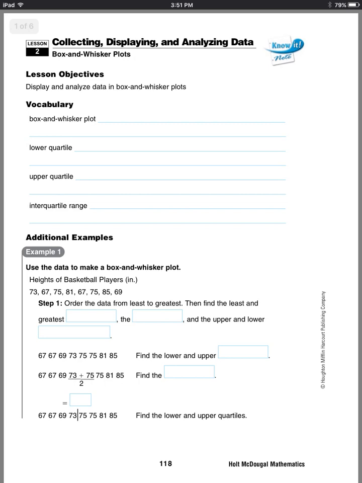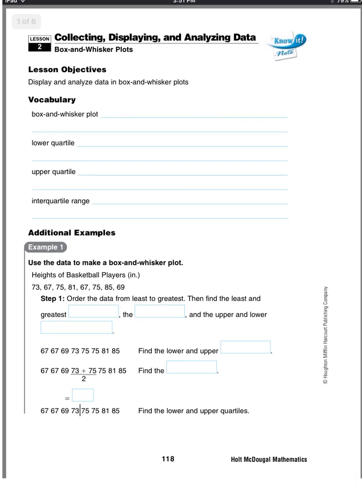We have the height of basketball players, and it gives us 73, 67, 75, 81, 67, 75, 85, and 69 inches. Step 1, just like when you're finding the median, is to order the data from least to greatest and then find the least and greatest values. And the median of the upper and lower quartiles. And we'll go through and do that, and you can see what I mean.